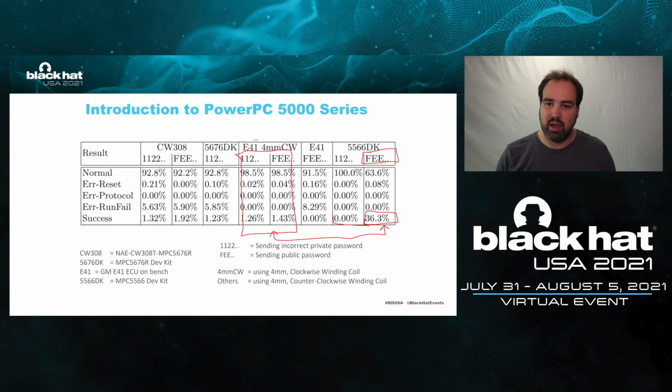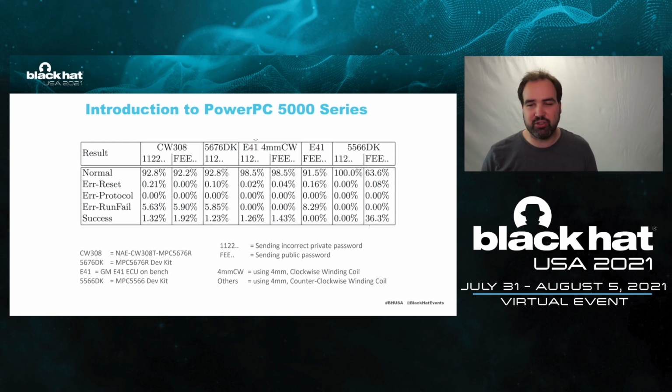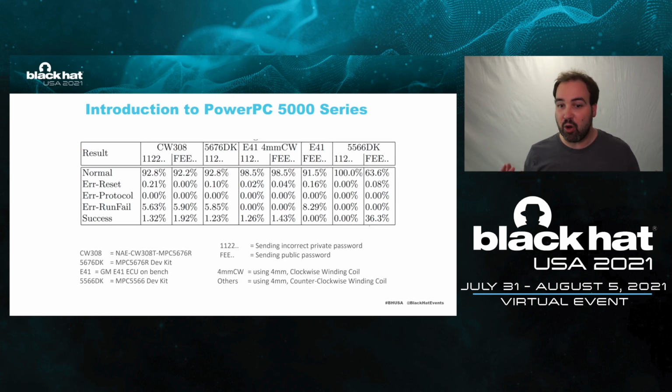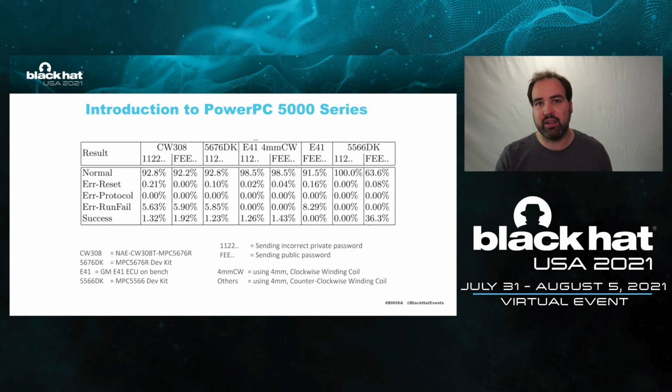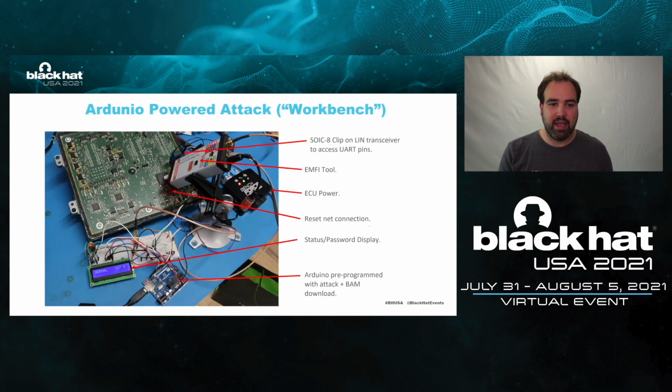That would work. For this 5566, only sending the public password when it shouldn't accept it seemed to work. One of the really interesting things with fault injection is it's not perhaps as scientific. So it's really important to figure out what your search space is and make sure you're trying to cover that. Because if I had only tried one coil winding on the E41 ECU and hadn't tried the dev kits, I might have thought, hey, this is actually not going to work at all. But it turns out it works really well. So that's one of the other take-homes here.